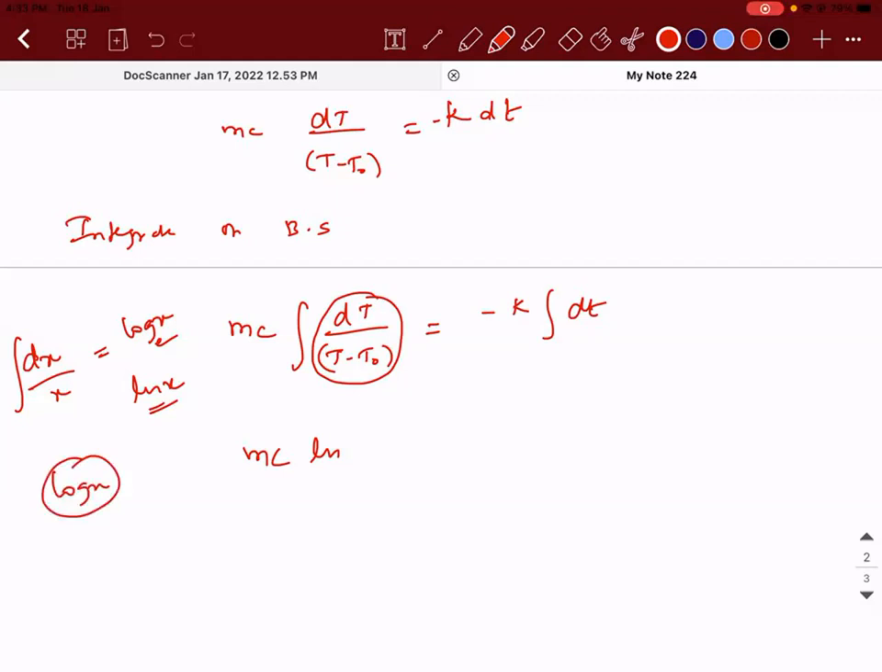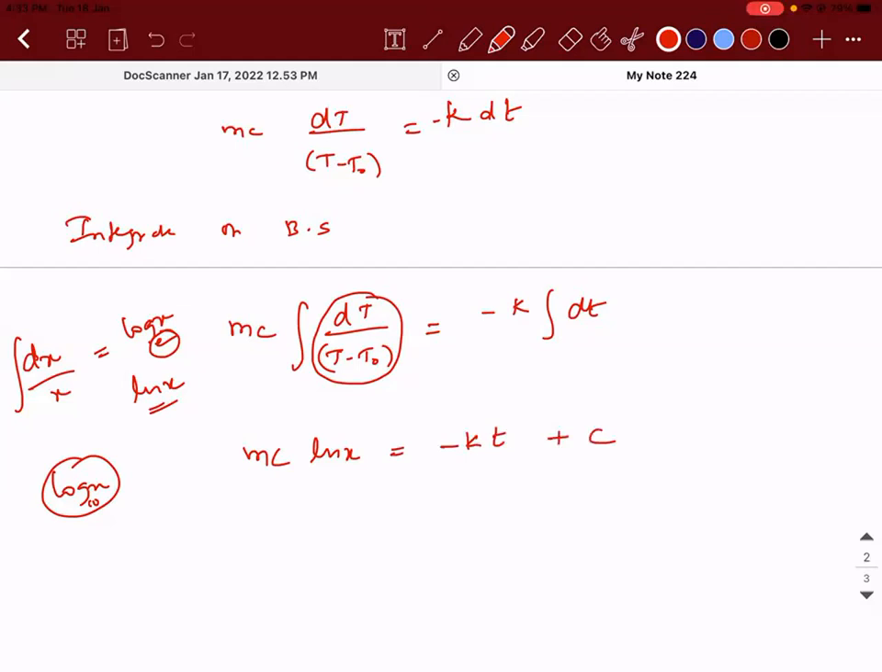There are two types of logarithms, I hope everybody knows it. One is natural and the second is called common. The natural logarithm is with base e and the common logarithm is with base 10. In your mathematics, you will follow the natural logarithm. So ln x is what will follow: minus k into t plus c.